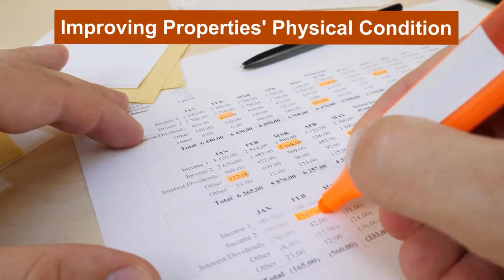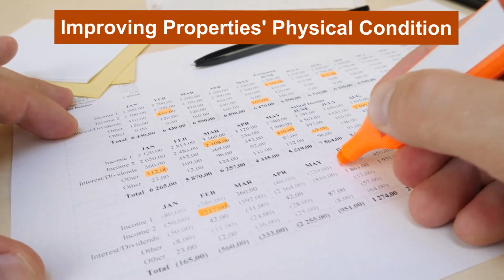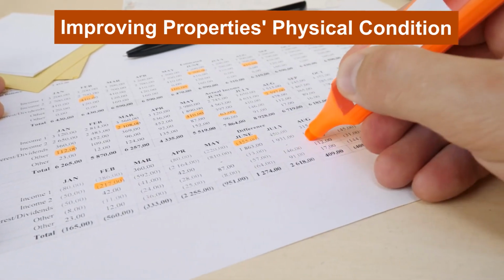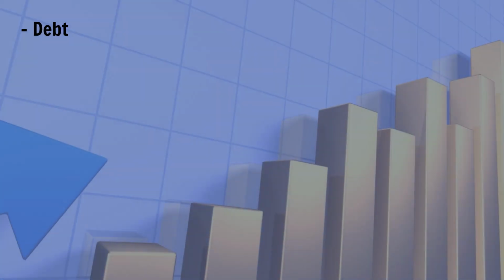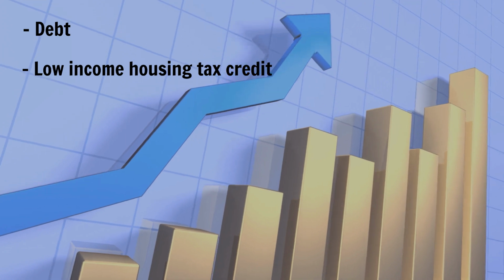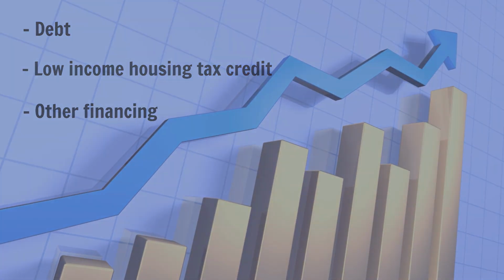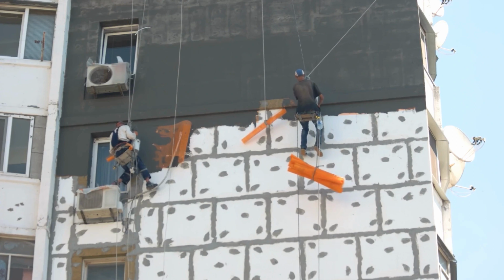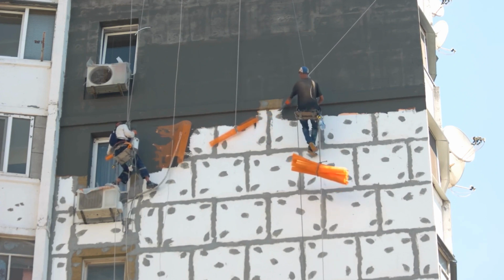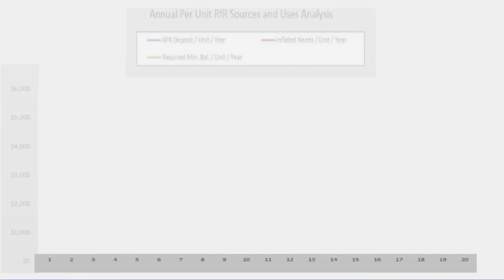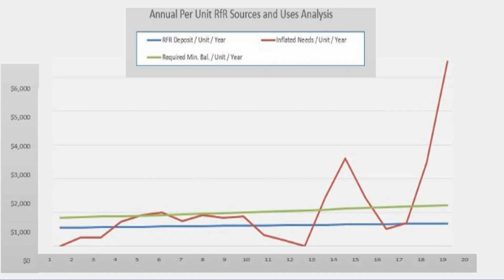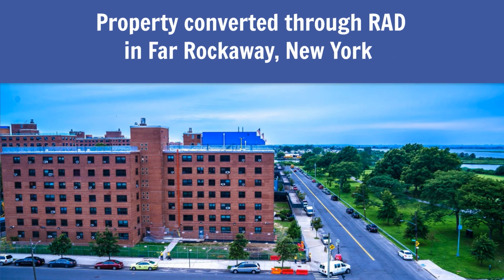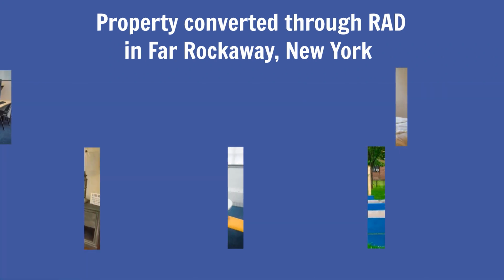When a property is converted through RAD, it is staged for long-term success. The new Section 8 contract allows the owner to secure new financing, including debt, low-income housing tax credit equity, or other common sources of financing. This positions the owner to assess and address capital needs and any other desired rehab. HUD also requires a 20-year reserve for replacement plan to ensure funds are available as the property continues to age. This helps preserve critical affordable housing stock for the elderly.